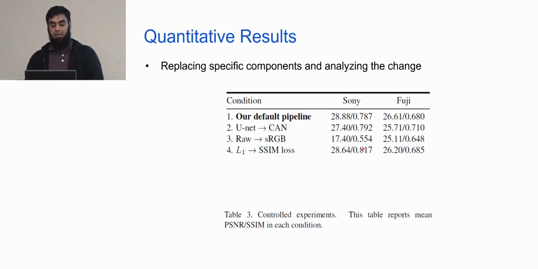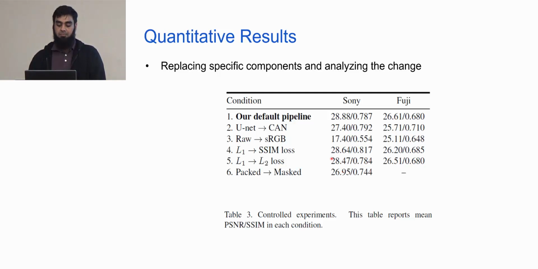But as it turns out, they made the case that some of the colors weren't accurately reconstructed in the process if they used this specific loss. So they did a qualitative comparison. When L1 was replaced with L2 loss, there was not a significant improvement, so they decided to go with L1.